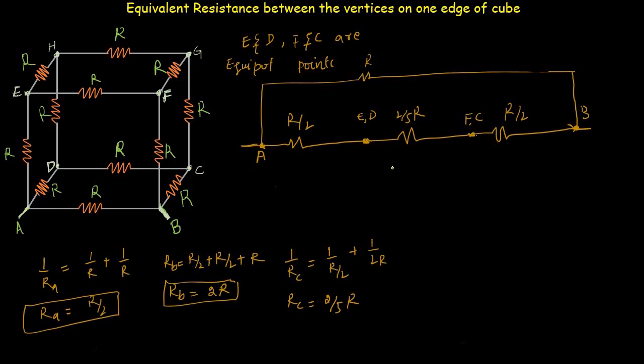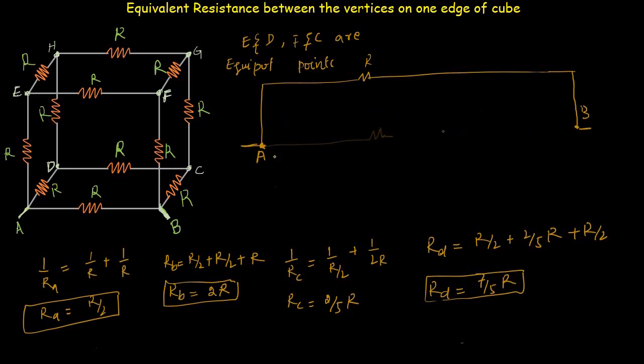So now if you analyze this network again, then you will see that these three resistors are connected in series. So the equivalent resistance of these three resistors, let's say Rd, will be equal to R divided by 2 plus 2 divided by 5 into R plus R divided by 2. So Rd from this equation will be equal to 7 divided by 5 into R. So now let's replace these three resistors by its equivalent resistance of 7 divided by 5 into R.